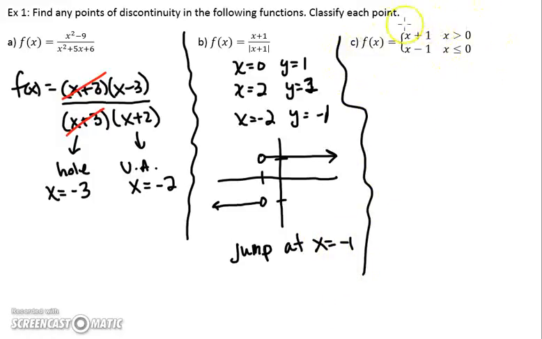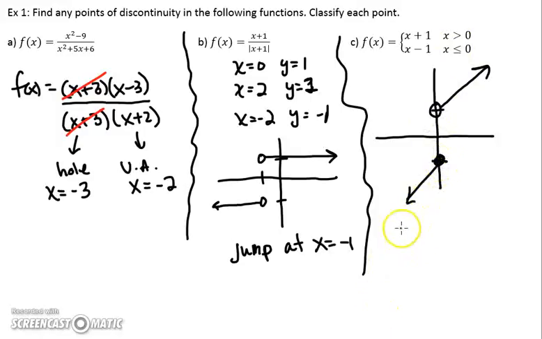Same thing we can think about here with c: if we just graph it, we see what happens. I have the function x plus 1 when I'm greater than 0. So I'm not equal to 0, I'm just greater than 0, so I'm going to leave an open circle there. So my graph looks like that. x minus 1 everywhere less than or equal to 0, so we get a closed circle there. The graph looks like that. You can see that we have a jump at x equals 0. So that's finding our discontinuities.